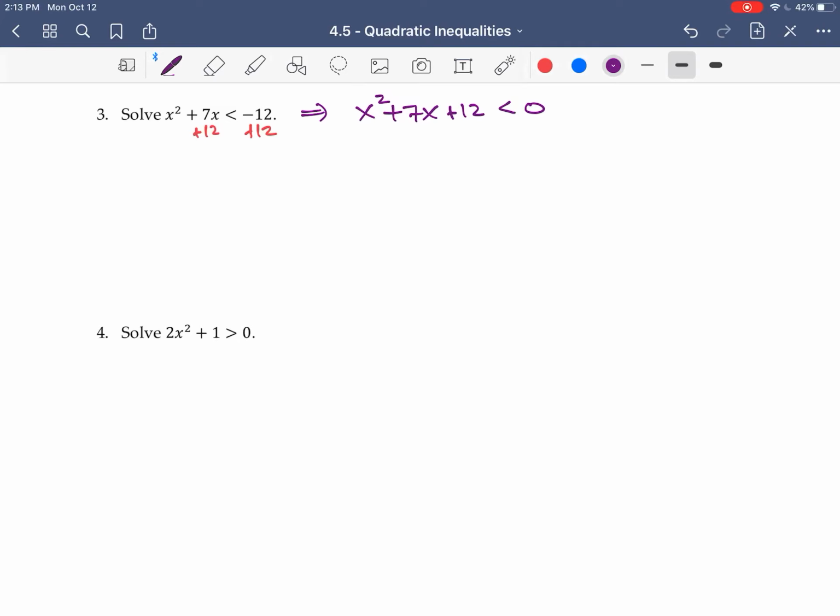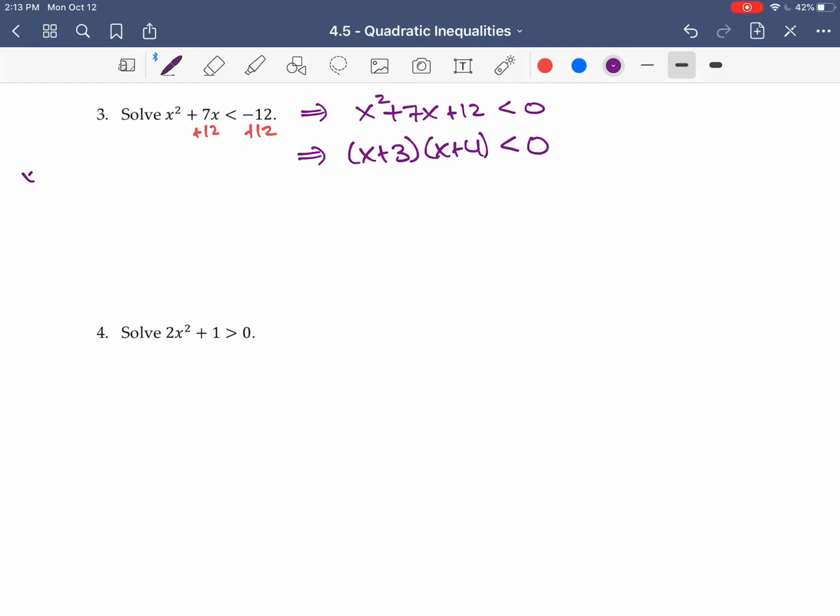So I want to find the x and y intercepts. So I want to solve where it equals 0. So we could factor this. So I want two numbers that multiply to give 12 and add to give 7. So that's going to be x plus 3 and x plus 4.